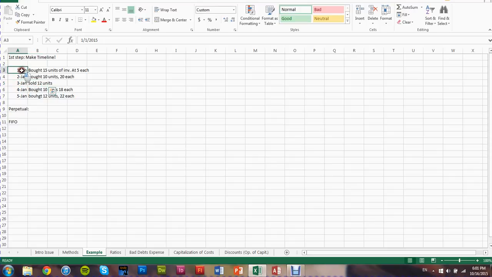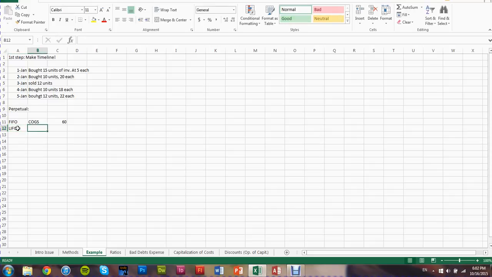Well, we go to the earliest, which is in this case January 1st. Bought 15 units at $5 each. Okay, so we're going to use this line to figure out our cost of goods sold. So our cost of goods sold is just going to equal the 12 units we sold times $5.